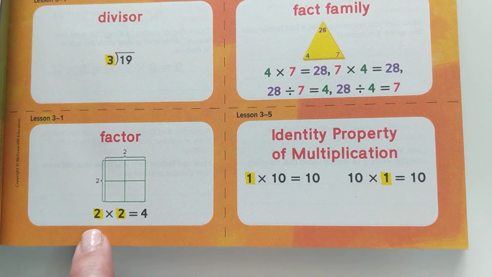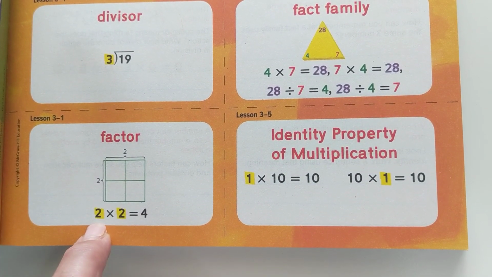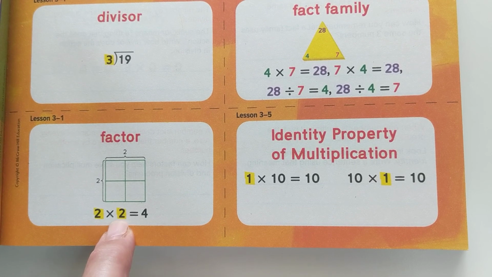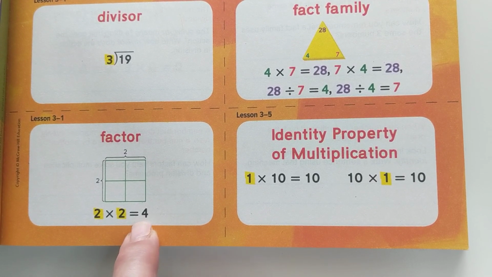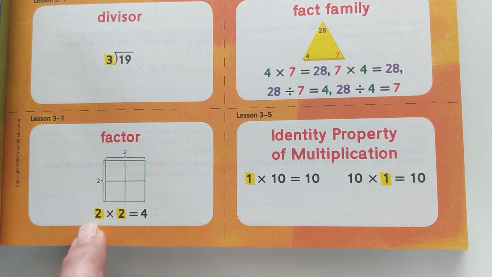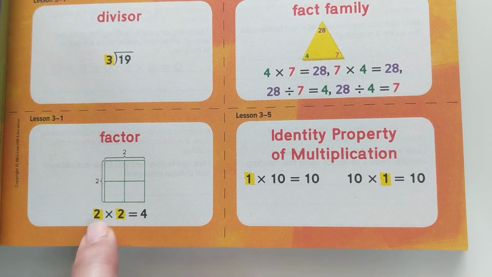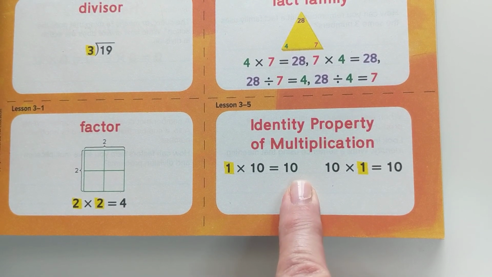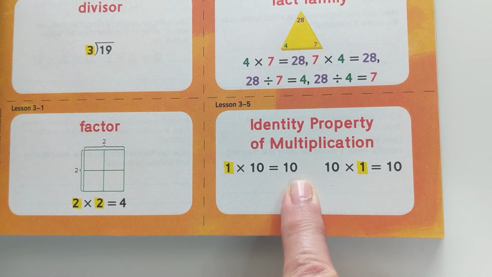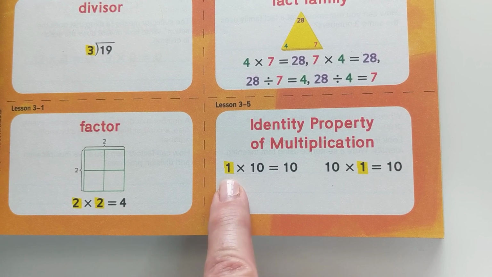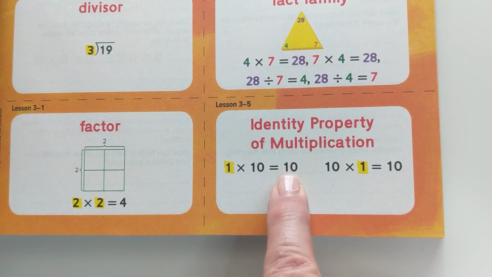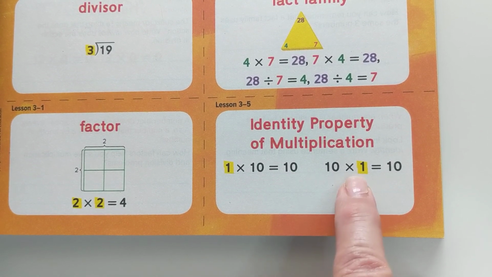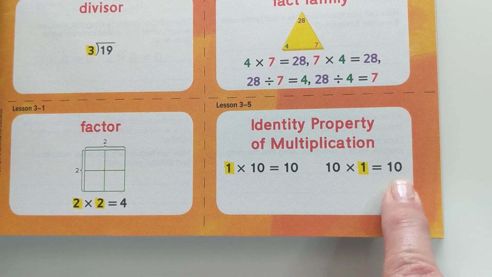Again, a factor. A factor is what I am using to multiply to get the product. So factors are simply another word for numbers in multiplication. And now we have the identity property of multiplication, a lot like the identity property of addition. So this identity property says 1 times 10 will always be 10. 10 times 1 will always be 10.